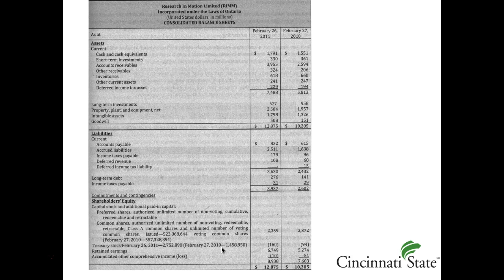We will use Research in Motion Limited consolidated balance sheet to demonstrate the concepts of this chapter. We have balances as of February 26, 2011 and February 27, 2010. The numbers are in millions. We will focus our attention on the following accounts: cash and cash equivalents, short and long-term investments, accounts receivable, inventory, property, plant, and equipment, and various current and non-current liability accounts.